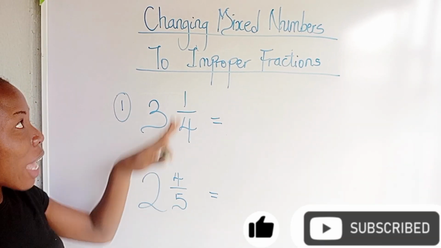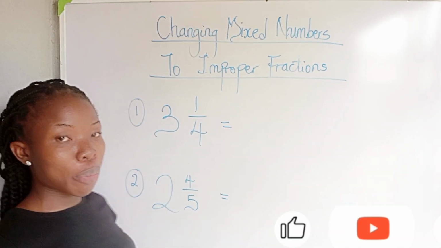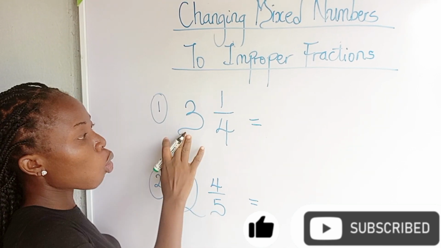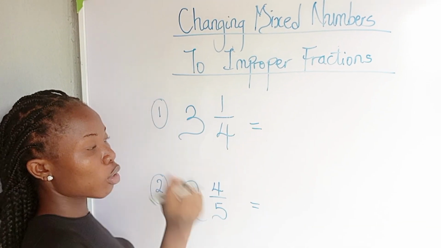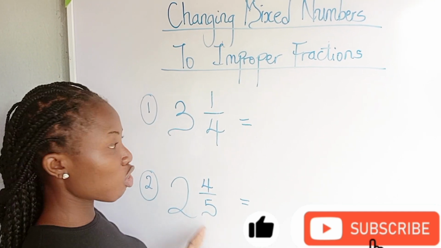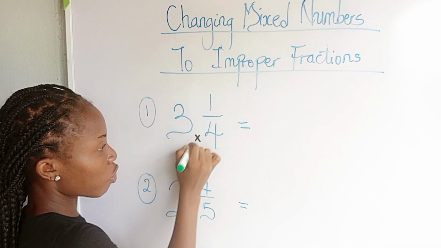Today we want to look at how to change mixed numbers to improper fractions. The first thing you need to know is your whole number. This is your numerator, this is your denominator. And then when you are going to change it, you multiply your whole number with your denominator first.